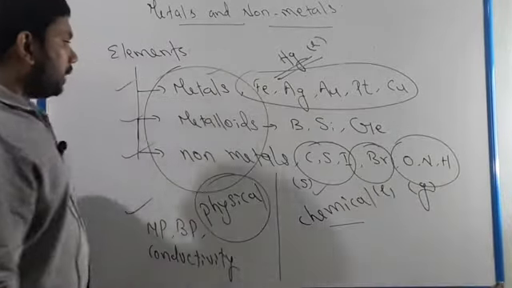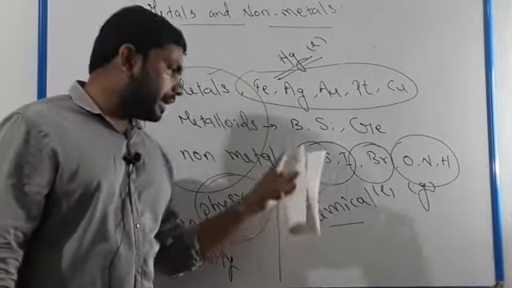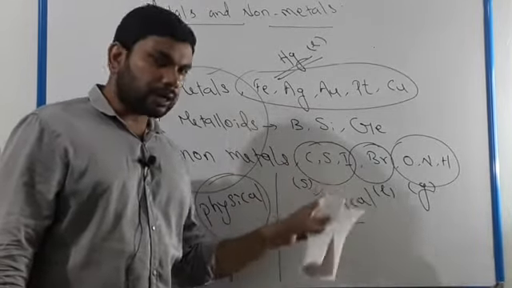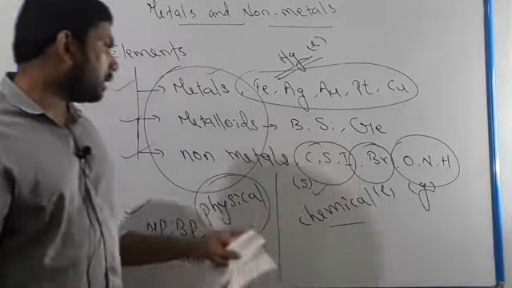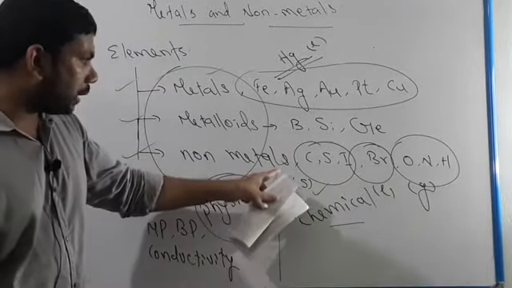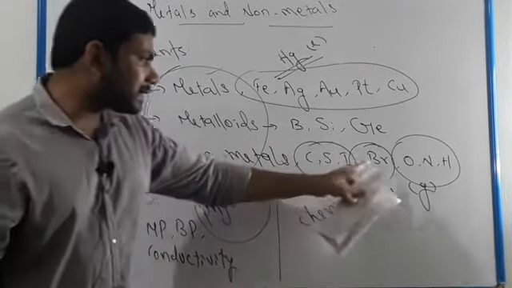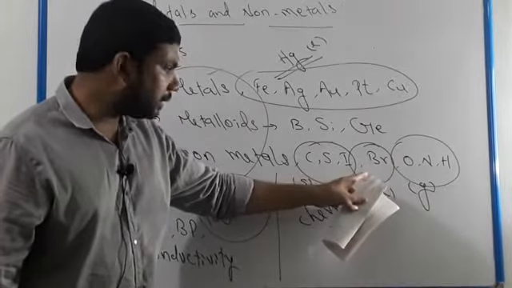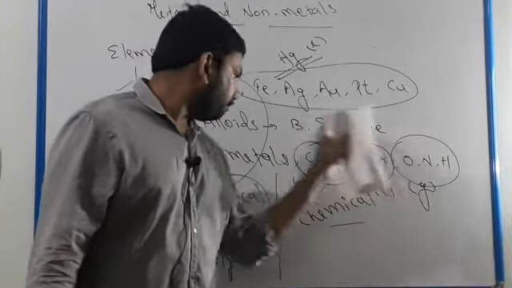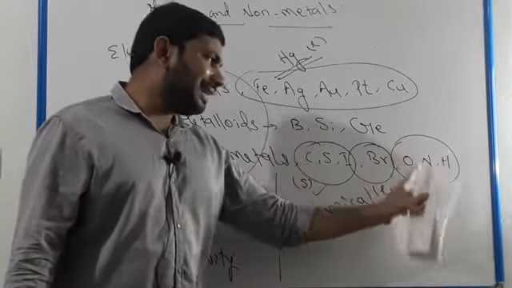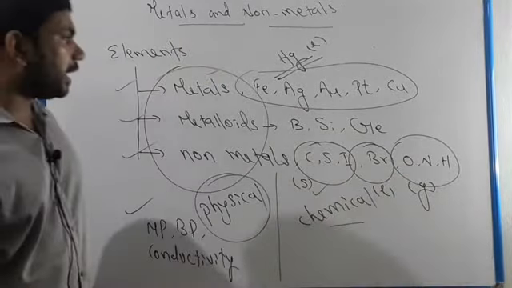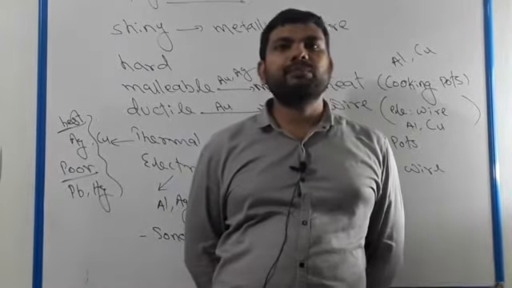Examples of non-metals which exist in solid state: carbon, sulfur, iodine. Another non-metal exists in liquid state: bromine. And non-metals in gaseous state, examples: oxygen, nitrogen, hydrogen.